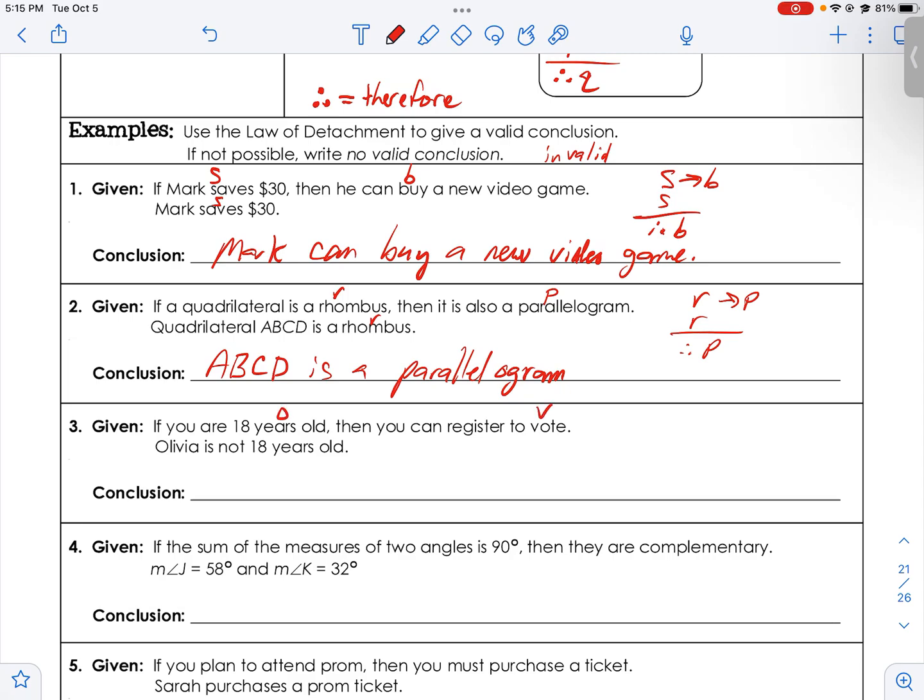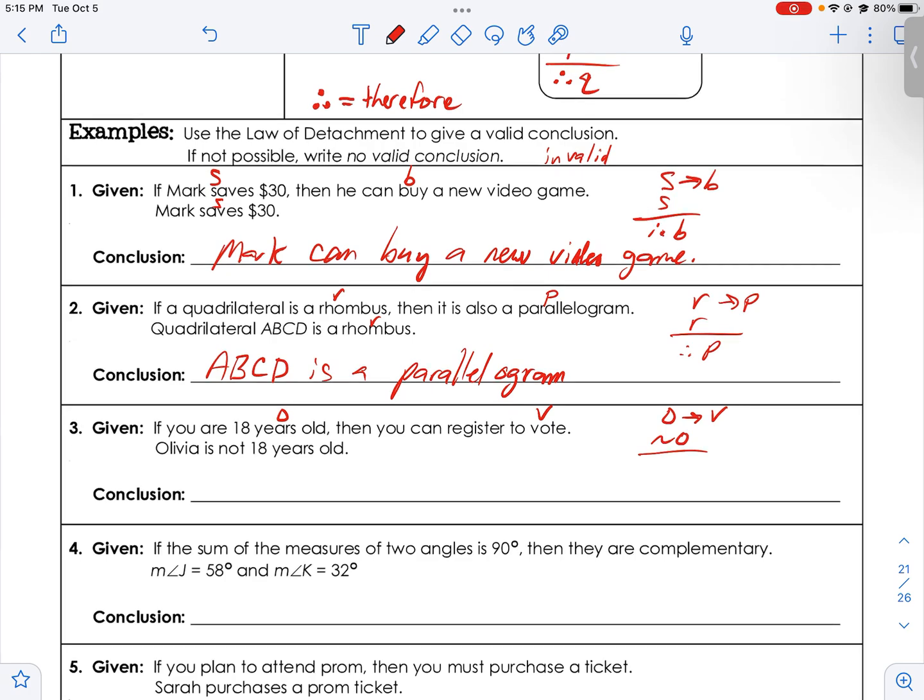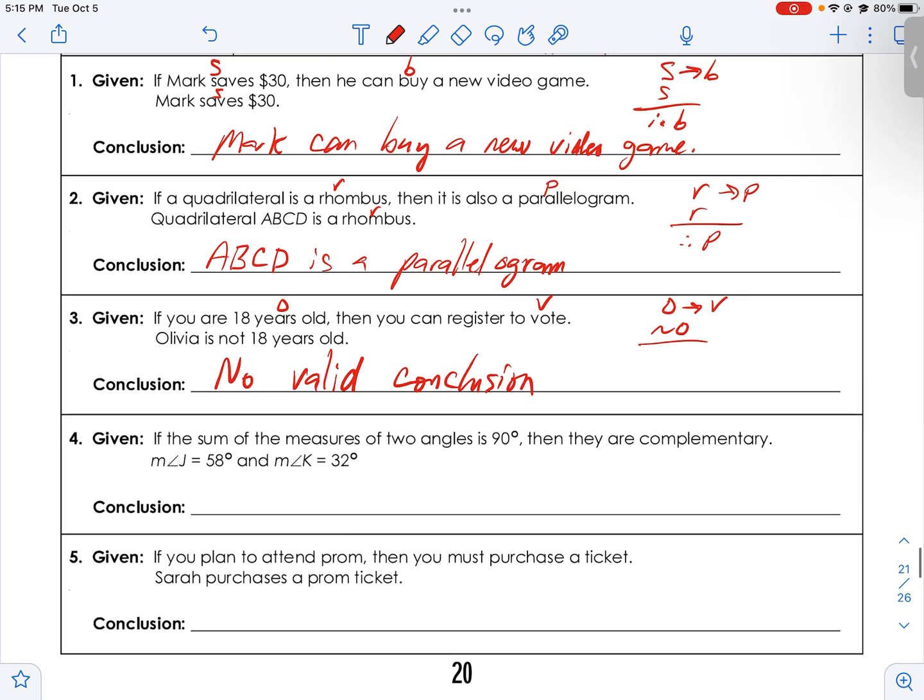Number 3, if you are 18 years old, then you can register to vote. So if you are 18, then you can vote. Olivia is not 18 years old. So if you're 18, then you can vote, but she is not 18. So can she vote? We don't know. We just know that she's not 18. That doesn't mean that she can't vote, because what if she's 32? Then she can vote. So no valid conclusion. If you can't follow the arrow, you don't go.